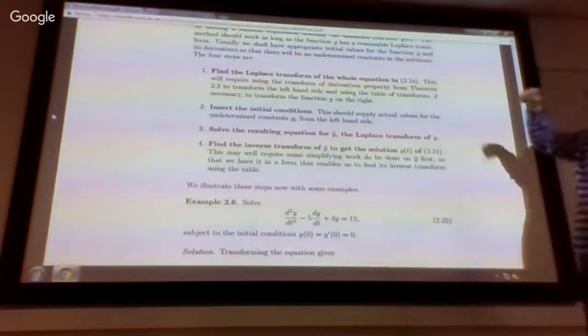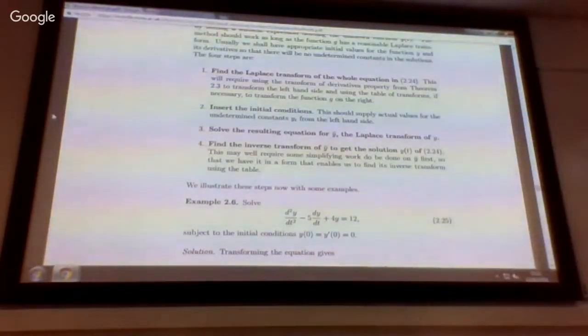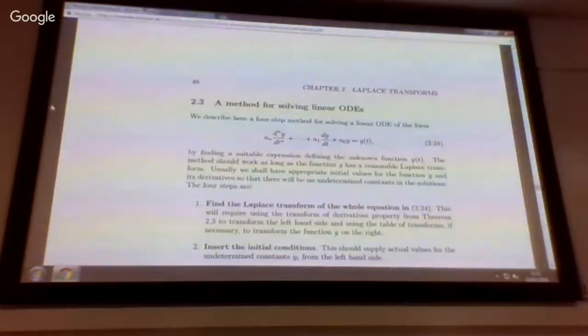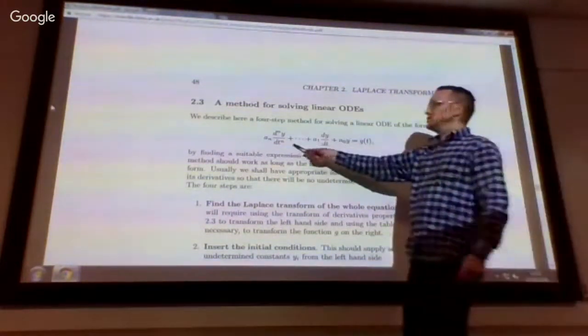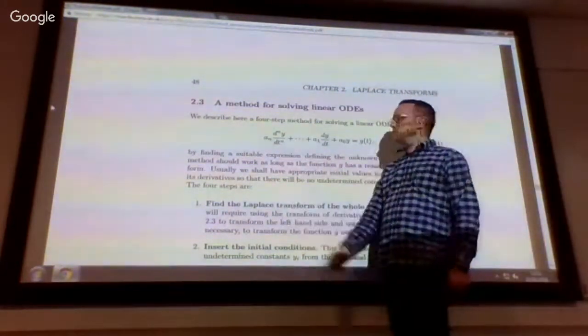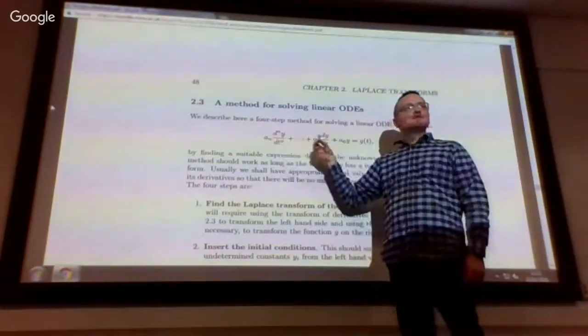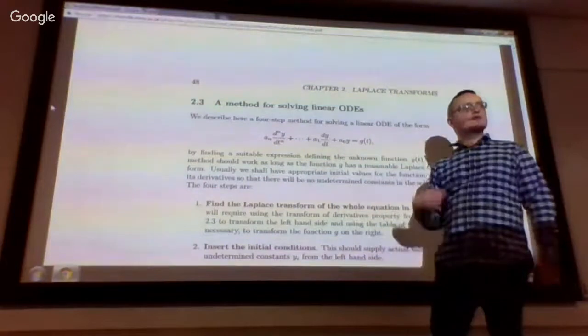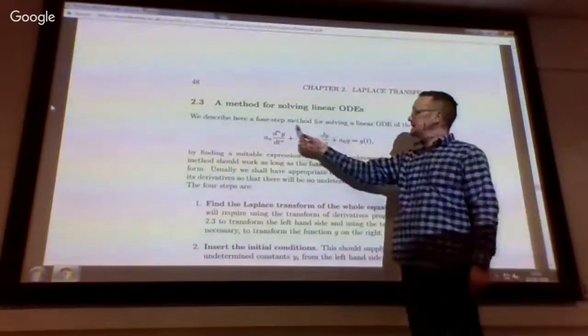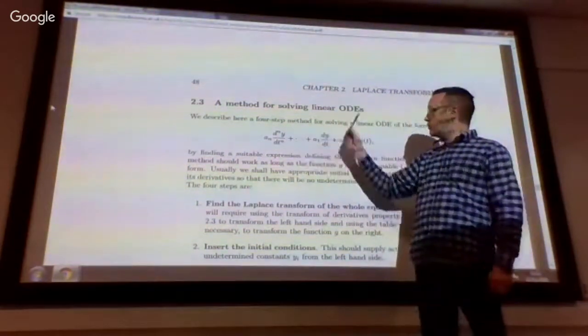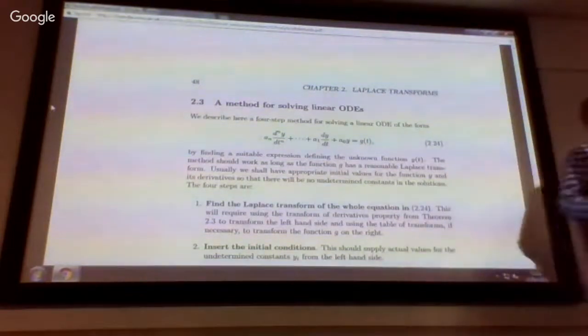Now, in so doing, you see the left-hand side is typically a linear combination of a bunch of terms, so we're going to have to use the linearity principle. Also, the various terms are various derivatives of y. So we're going to use the transform of derivatives property to make the left-hand side all in terms of the Laplace transform of y.